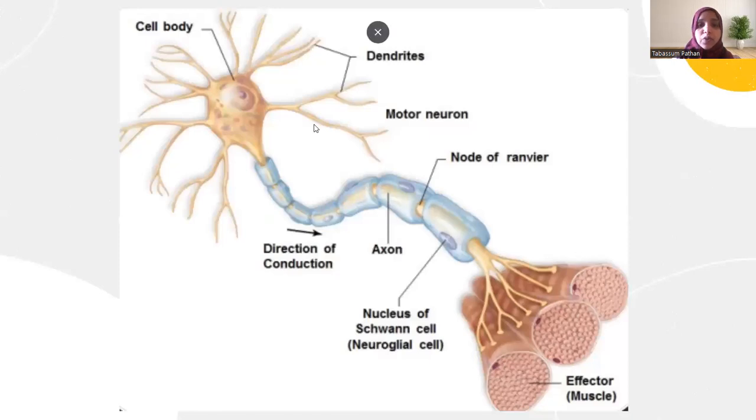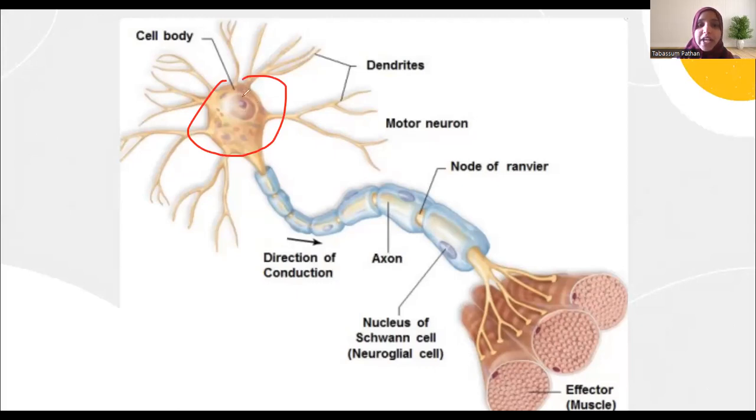We will go through the structure of the neuron quickly. So this is the cell body in which there is the nucleus and the cytoplasm. The cytoplasm is also known as neuroplasm. In the neuroplasm, you have the Nissl's granules, which help the rough endoplasmic reticulum for protein synthesis. The nucleus governs all the activities of the cell. This is also known as a soma or the cell body.